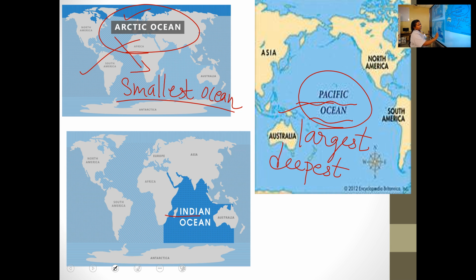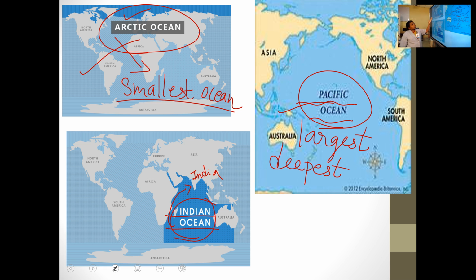Then, here comes Indian Ocean. You know, Indian Ocean got its name from our country, India. Here exists our country, India. So, as this ocean is near to our country, it got the name Indian Ocean.